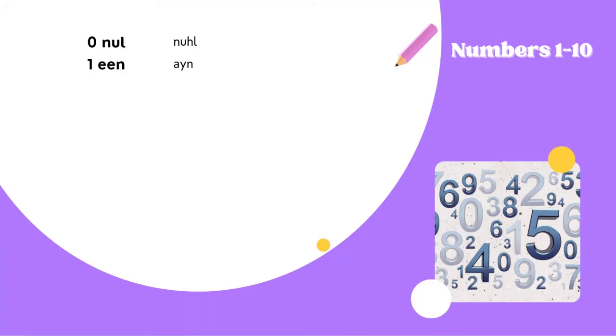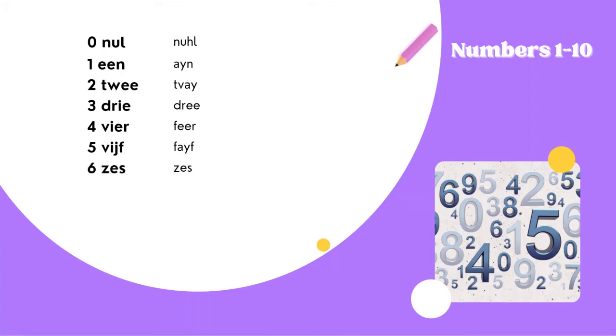Number 1 is één. Then we go to number 2 and number 2 in Dutch is twee. Twee is number 2. Then 3 in Dutch is drie. Drie is 3. And then we go to number 4. Number 4 is vier. Then number 5 in Dutch is vijf. Then we go to number 6 and number 6 is zes.